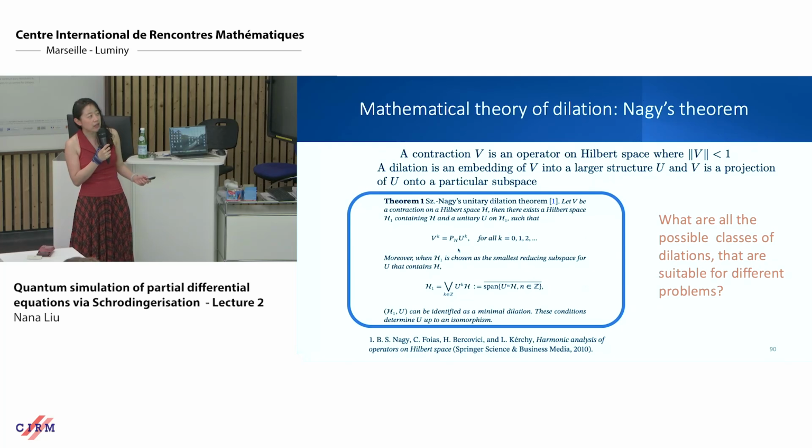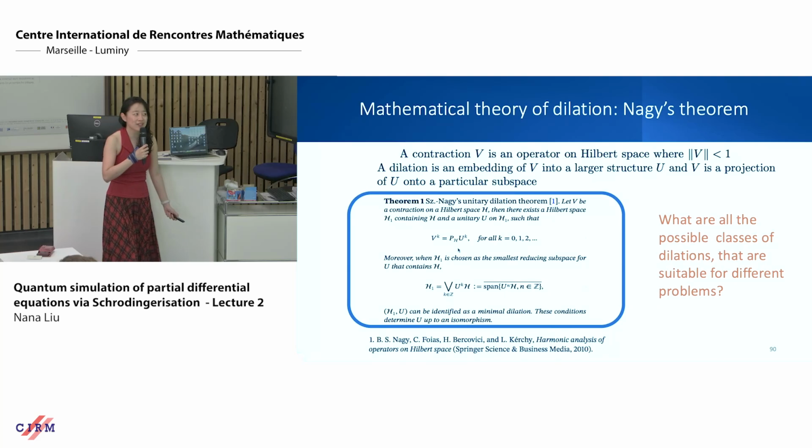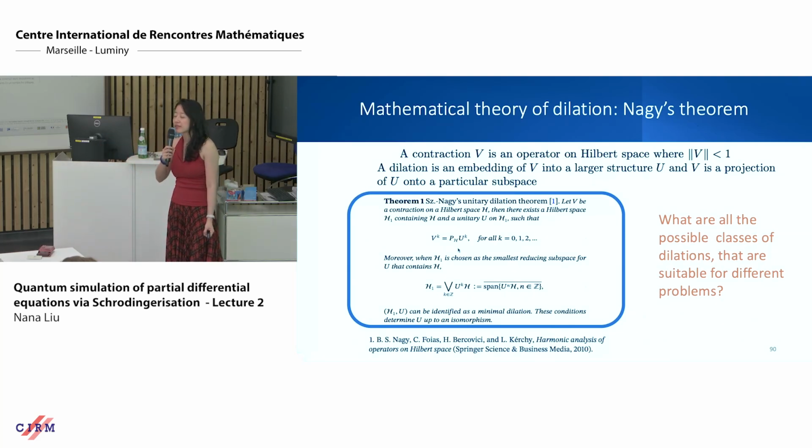However, now Schrodingerisation provides another proof of Nagy's dilation. And then we can also extend to infinite dimensional space, because Nagy is typically in the finite matrix form, but here we can do infinite. But in saying that, what are all the possible classes of dilations that are suitable for different problems? This is the big question, because we found one type of dilation, but are there other kinds of dilations?